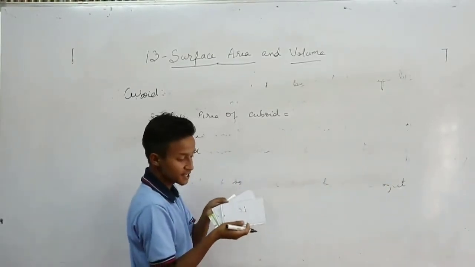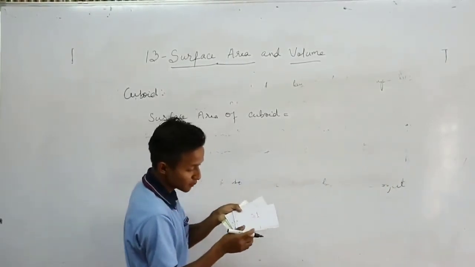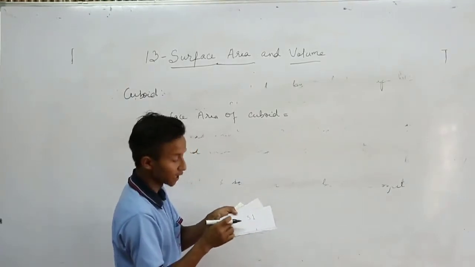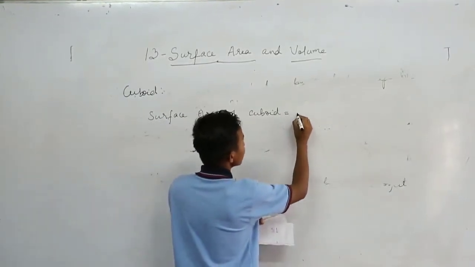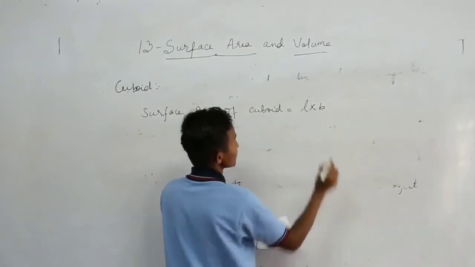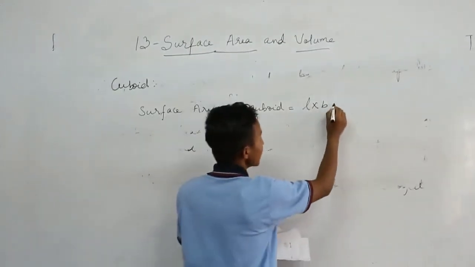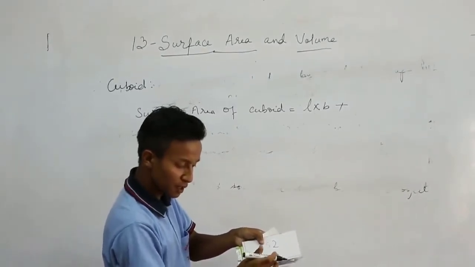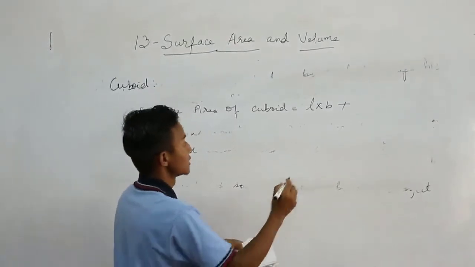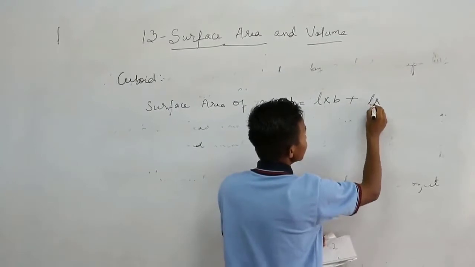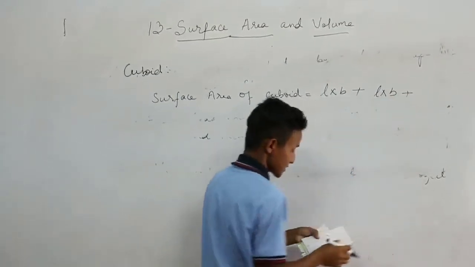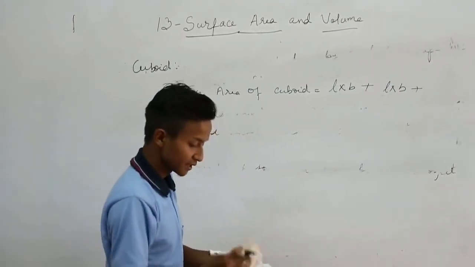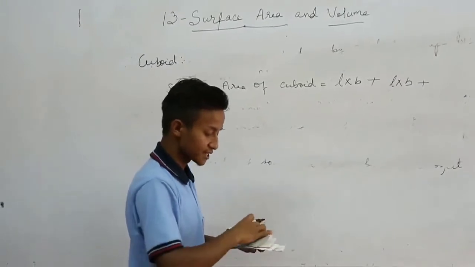So this is surface number 1, which has dimensions length and breadth. That means length into breadth for surface number 1. Next, surface number 2. The same thing, we have dimensions length and breadth. That means the area is length into breadth plus surface number 3.